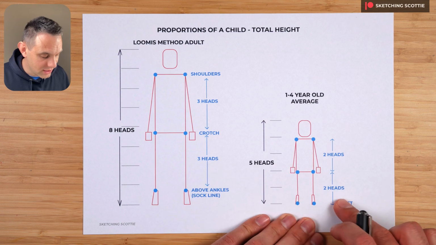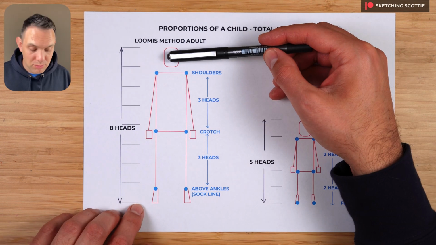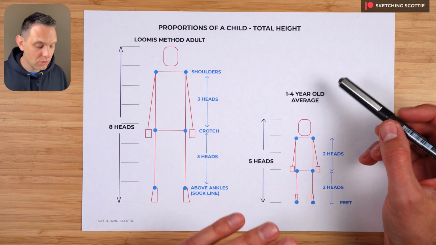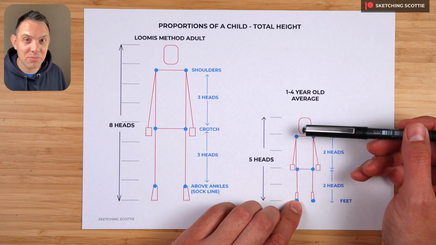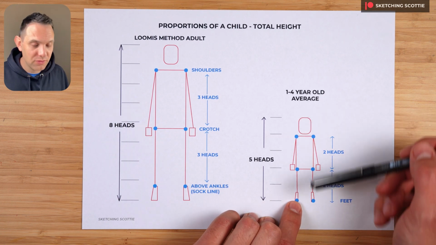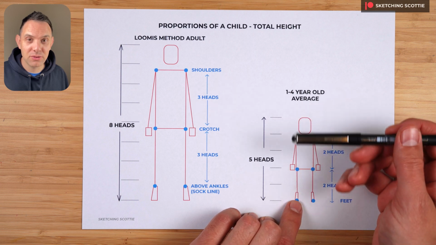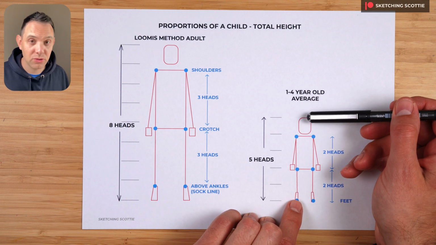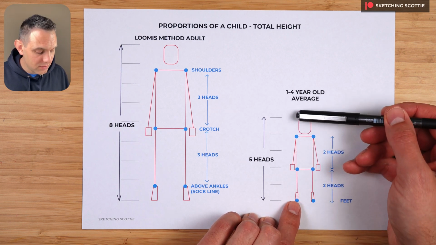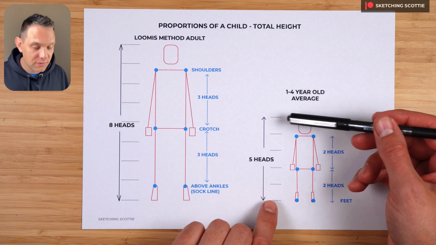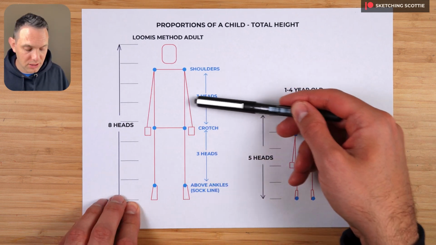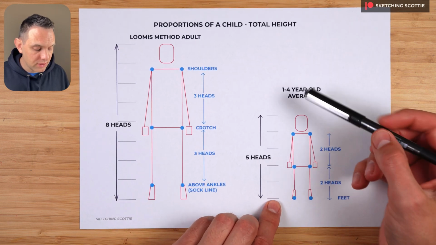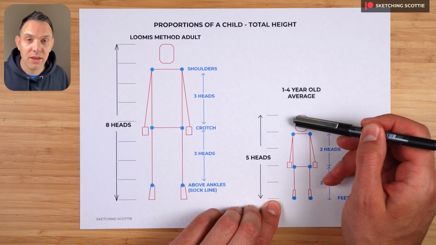This is my average here. So with an adult, we mostly use the proportion of 8 heads high. With a 1 to 4 year old, on average, I worked out that it's pretty much 5 heads. So if you're not a baby, if you've just developed to a toddler and then you've gone to a small child, then it's about 5 heads high. Now this isn't 5 heads compared to an adult, so it's not 1, 2, 3, 4, 5. It's not up to here. It's actually 5 heads compared to the head that you're drawing.